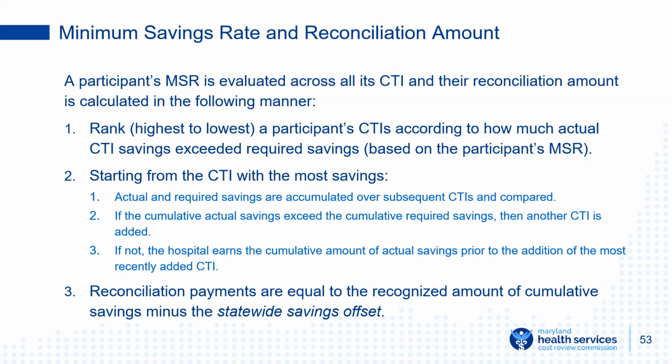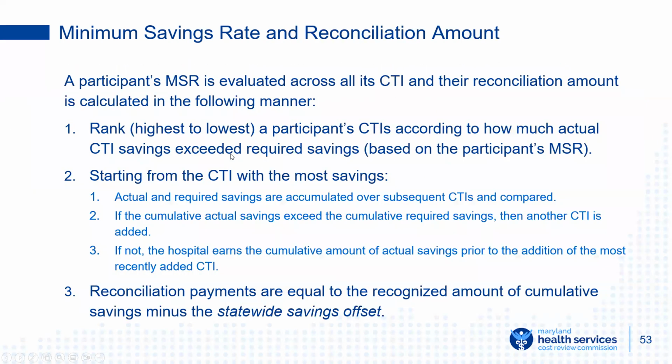The reason that we do this is we do want to give essentially credit for CTIs that significantly exceed the savings threshold, so that if you have CTIs that come close but don't quite cross it, you can use that accumulated excess savings to essentially get over the savings threshold for those that didn't quite make it. And we'll go through an example of this that'll hopefully clarify on the next slide.